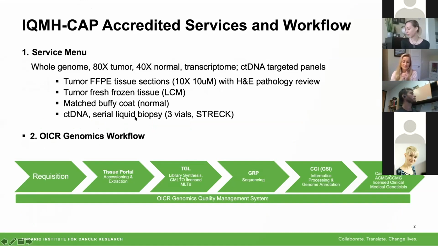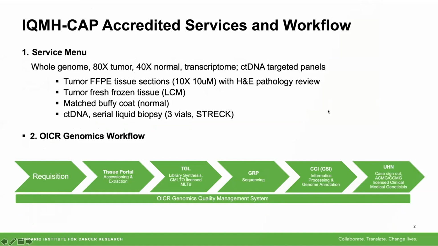So our service offerings will include minimum 80x tumor, 40x normal, and tumor transcriptome, along with targeted ctDNA panels. For tumor FFP sections, for larger sized tumors, we're looking at 5 slides at 10 micron. For smaller tumors, about pinky nail size, we're looking at 10 slides, 10 micron each, with pathology review on the H&E. For fresh frozen tissues, we do take in both fresh tissue and LCM material, matched Buffy coats, and for upcoming serial liquid biopsy and ctDNA-based panels, 3 vials of Streck tubes per assay time point.